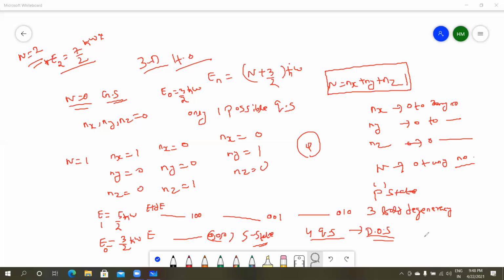Per unit energy interval, that is dE. So that means within this energy range, E to E plus dE, how many states are there? That is the quantum states. The unit of the density of states is, I can clear this diagram.